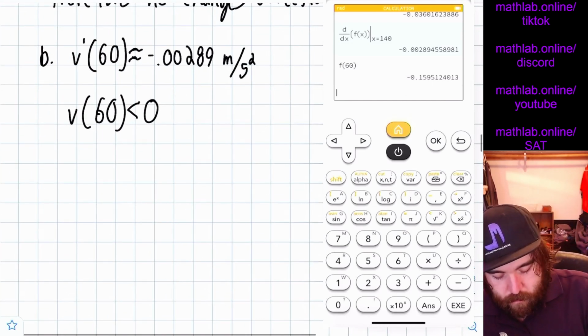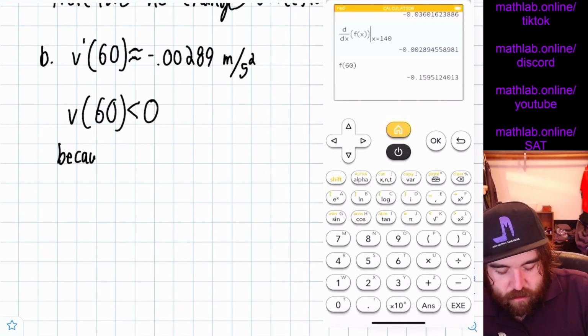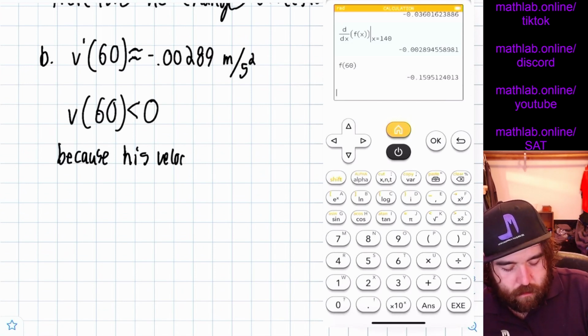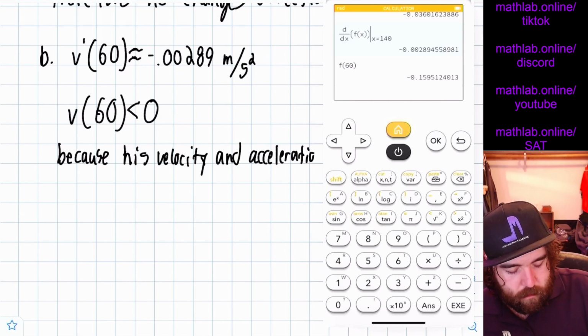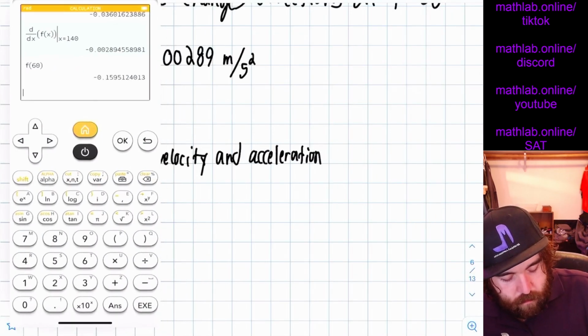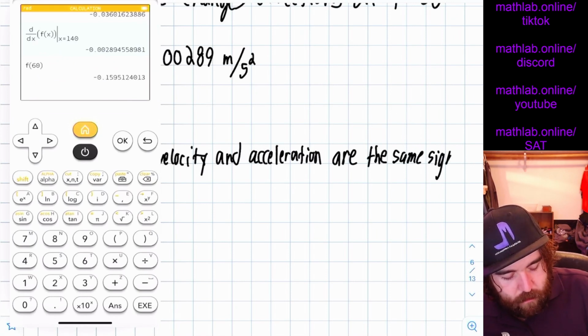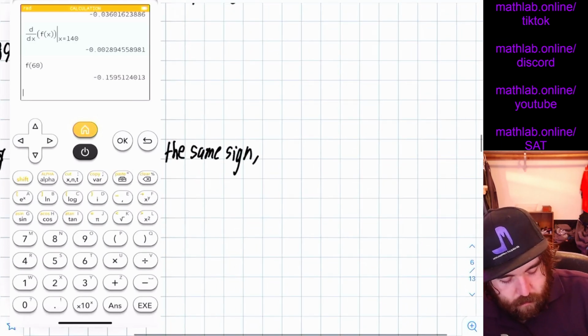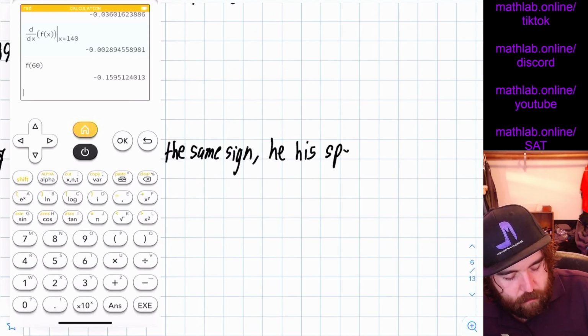So, because his velocity and acceleration are the same sign, he is speeding up.